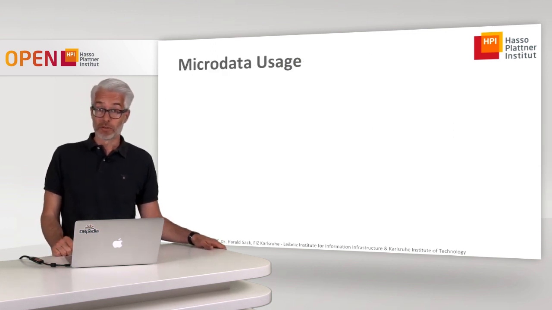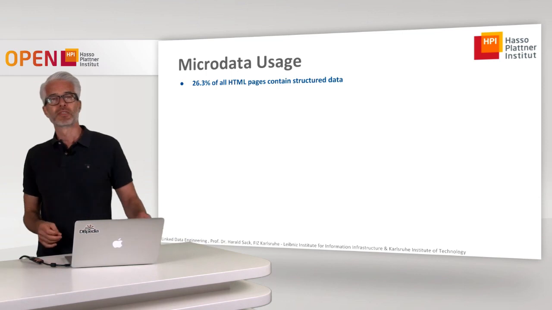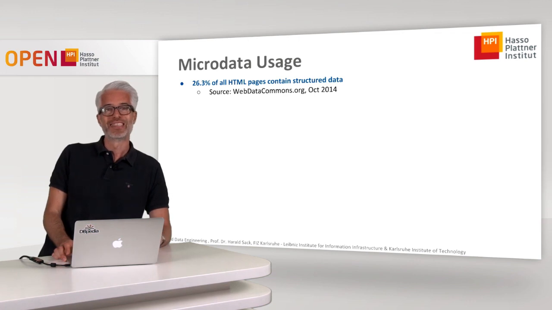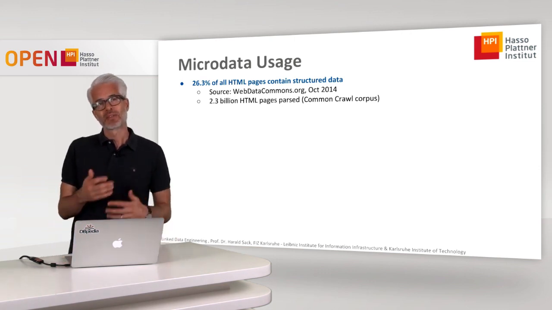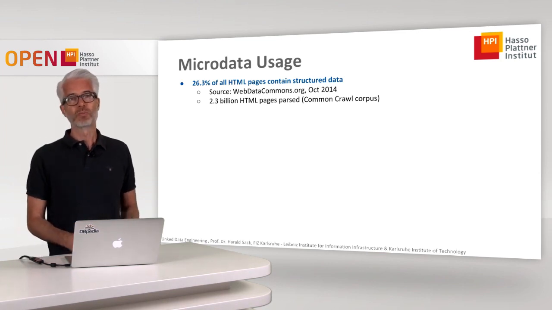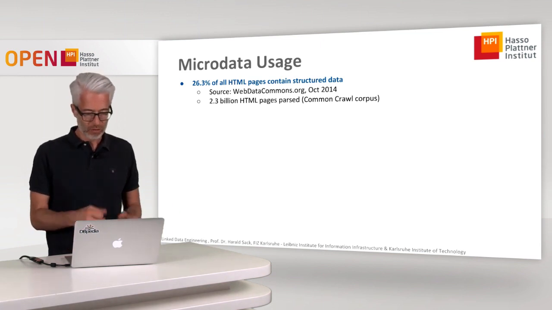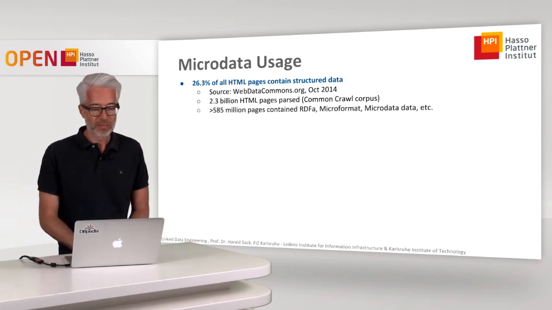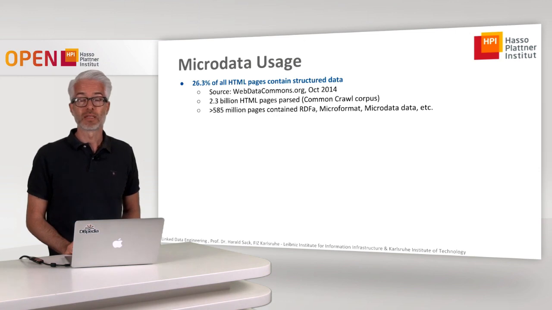Is it used, or how is it used? Five years ago it was introduced, and you can say about 26.3% of all HTML pages, according to a study performed in October 2014, are using structured data. How do they come up with data like that? There is something which every researcher can access, the so-called Web Common Crawl. It's a corpus which consists of 2.3 billion HTML pages which have been crawled and parsed, and they found out that nearly 600 million of these pages contained either RDFa, microformat, microdata, and so on.